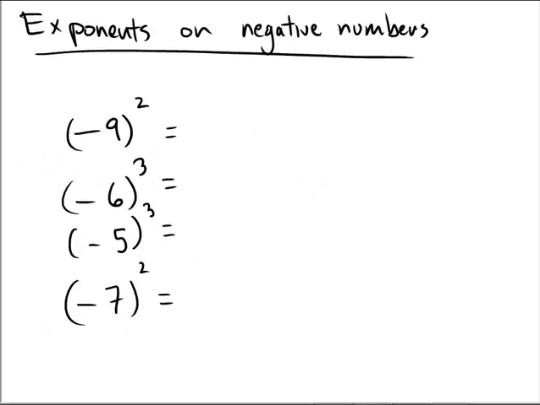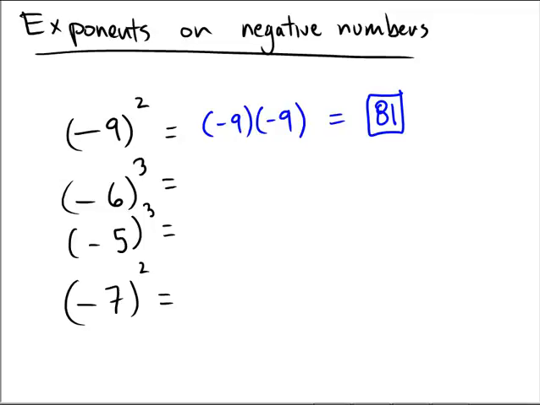Perform some exponentiation involving negative numbers. First problem, negative 9 to the power of 2. So squaring, or power of 2, means to multiply a number by itself. So here we're going to have the negative 9 multiplied by the negative 9. Of course, in general, a negative times a negative is a positive. So this number is going to end up being positive, and 9 times 9 is 81. So negative 9 squared is 81.